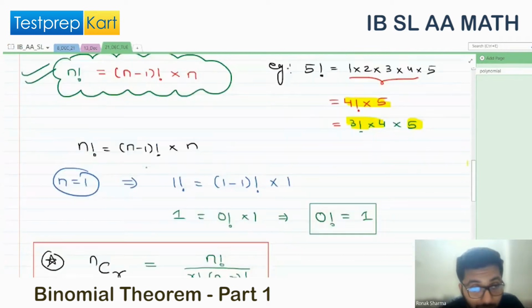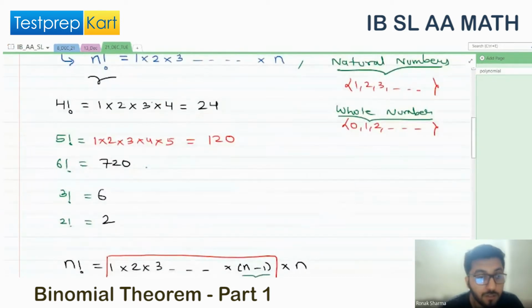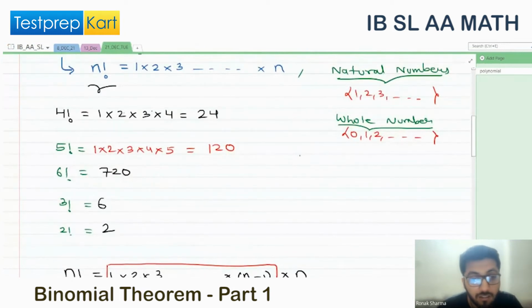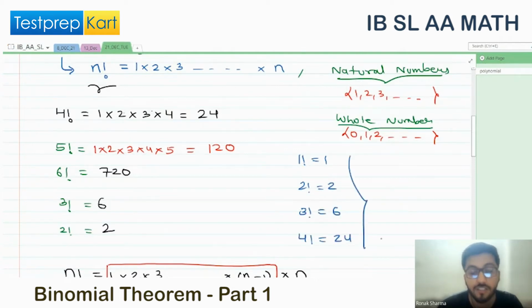Then that's why I made you find those values, because I want you to learn at least these: 1 factorial is 1, 2 factorial is 2, 3 factorial is 6, and 4 factorial is 24. Learn these 4 values. They should be on the tip of the tongue. Whenever I say 4 factorial, 24 should come to your mind. 3 factorial, 6. Getting the point?